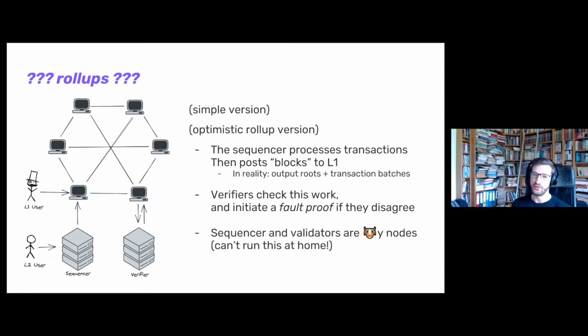When they derive the output roots, there are two results. Either the output root is the same as what the L2 said it was, in which case everything is fine. Or it's different, which means that the sequencer cheated or has a bug. In that case, the verifier will start something called a fault proof. This is done on L1, and we will talk about it in a few slides. The last point I want to make on this slide is that sequencers and validators are beefy nodes. They can do way more than a laptop, so this is something you cannot run at home. We will see the implications of that.